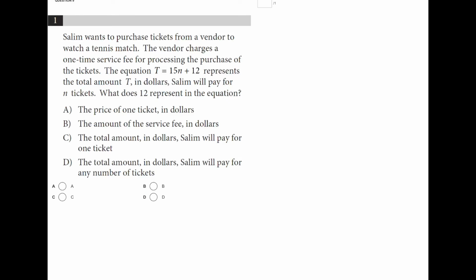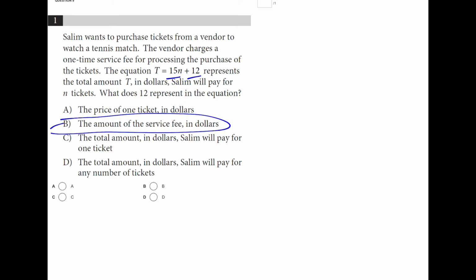So we have this equation for the total price. It's $15 per ticket plus a $12 one-time fee. Think of it like a processing fee or a service fee. You have to pay it once, and 15 is each additional ticket you pay an additional 15.